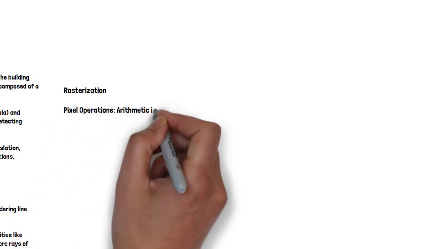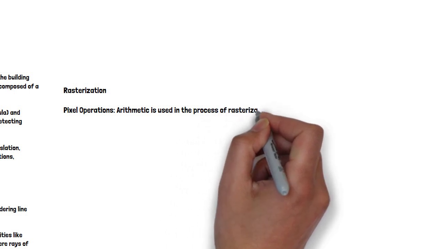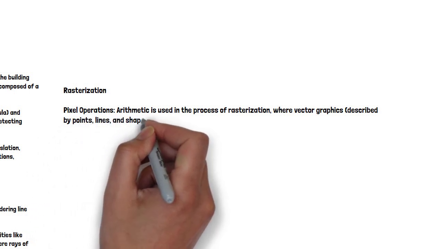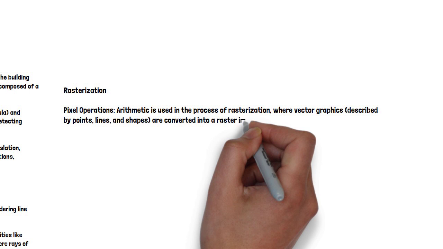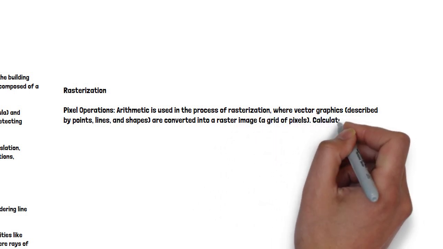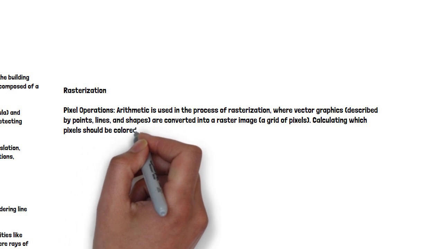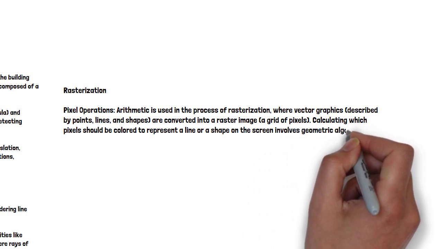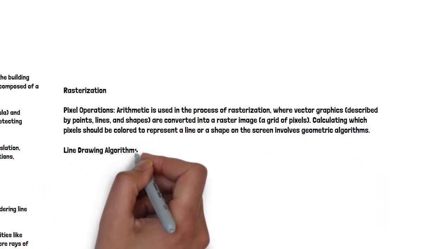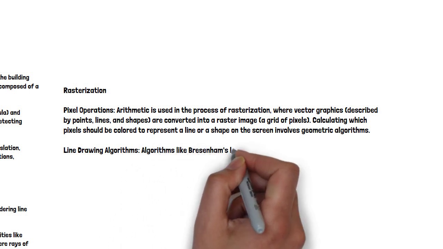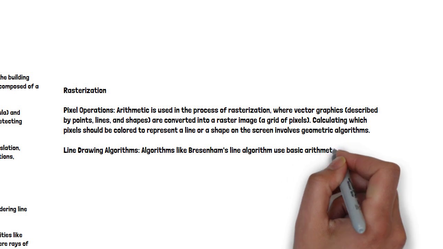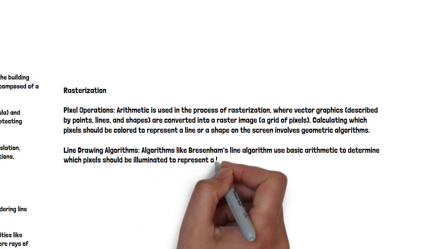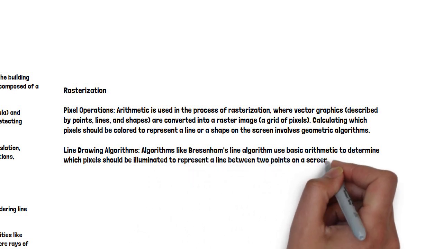Rasterization. Pixel operations. Arithmetic is used in the process of rasterization, where vector graphics described by points, lines, and shapes are converted into raster images, which are a grid of pixels. Calculating which pixels should be colored to represent a line or a shape on the screen involves geometric algorithms. Line drawing algorithms. Algorithms like Bresenham's line algorithm use basic arithmetic to determine which pixels should be illuminated to represent a line between two points on a screen.